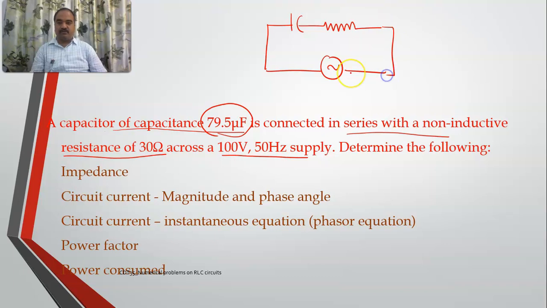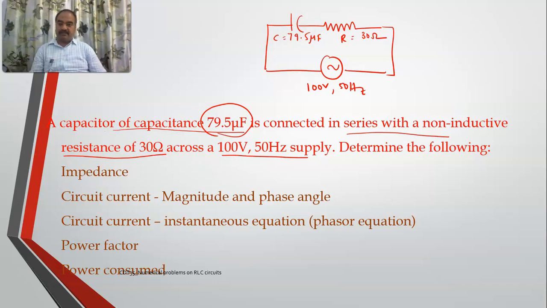So when you are trying to do the problems, try to draw the figure first. It will help you a lot. 100 volts 50 hertz, and this is your R, which is 30 ohms. This is your capacitance, it is 79.5 microfarads.